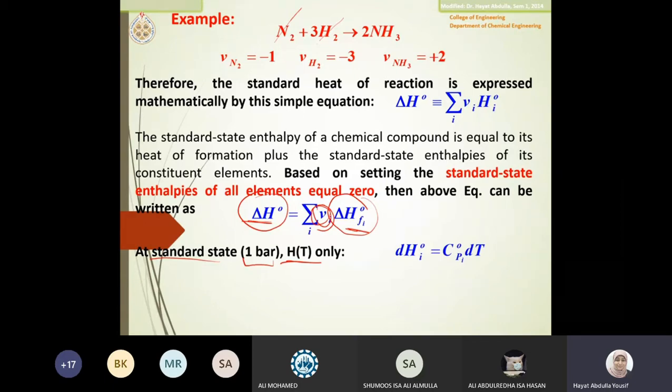equation of delta H. Of course, dH is equal to CpdT. The only thing I did here is that I replaced the H with the standard. I put the standard just to remind you that here we are working at standardized condition, but the temperature may change. This is the idea.